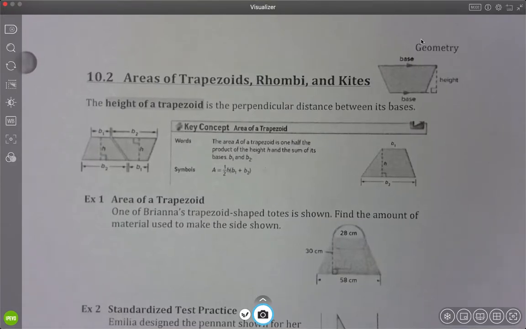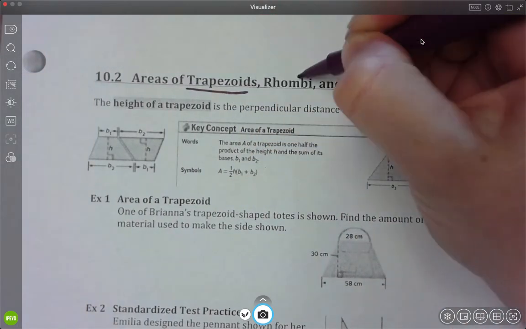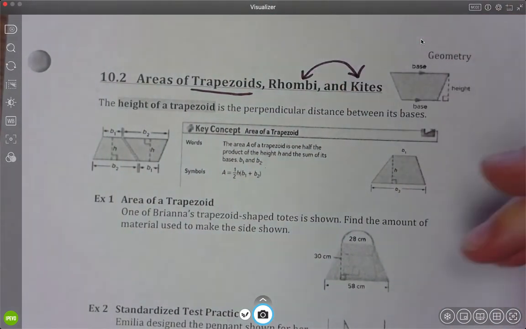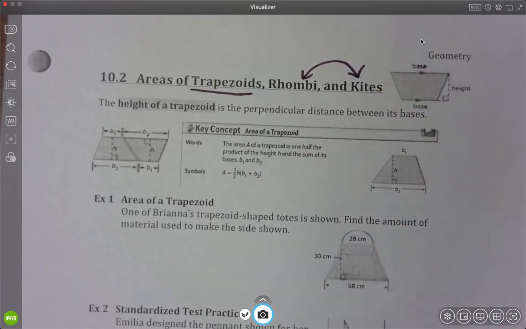All right, geometry. We're moving along to section 10.2, which is trapezoids, rhombus, and kite. There's going to be two formulas in this section, one for trapezoid and then rhombus and kite. They kind of share a formula for area. So only two formulas, but three different shapes. Okay. So starting with a trapezoid.